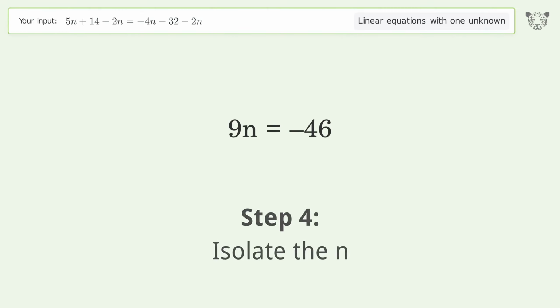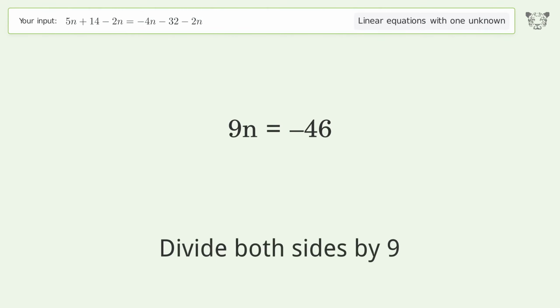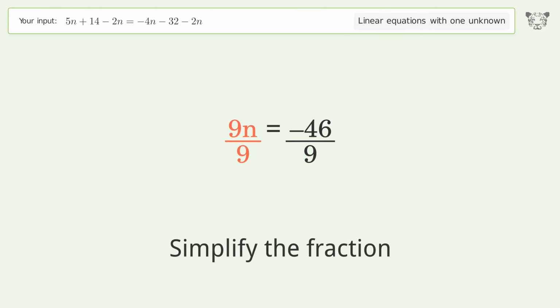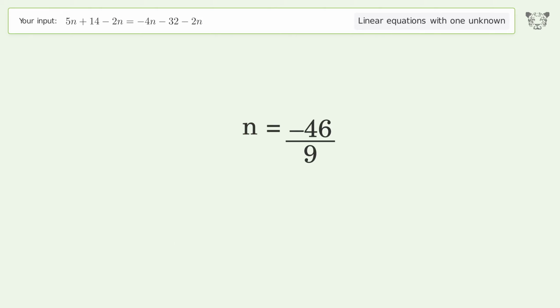Isolate the n. Divide both sides by 9. Simplify the fraction. And so the final result is n equals -46/9.